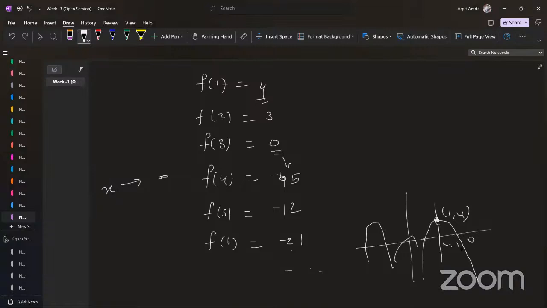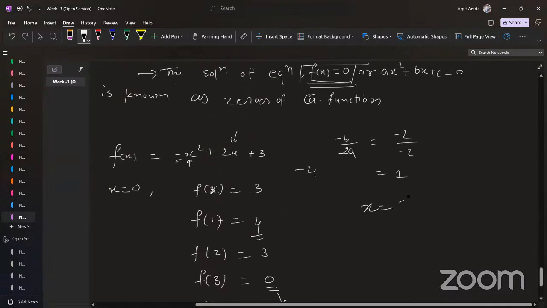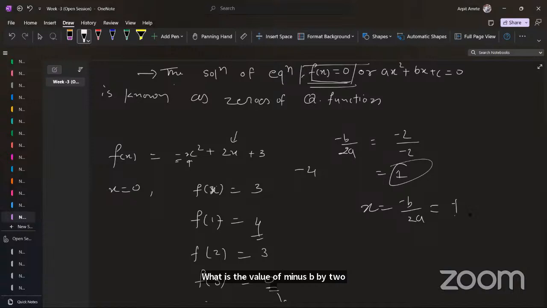Yes, sir. The axis of symmetry is x equals 1. Your axis of symmetry is given by minus b by 2a. What is the value of minus b by 2a? It's 1 only. So your axis of symmetry will be x equals 1.